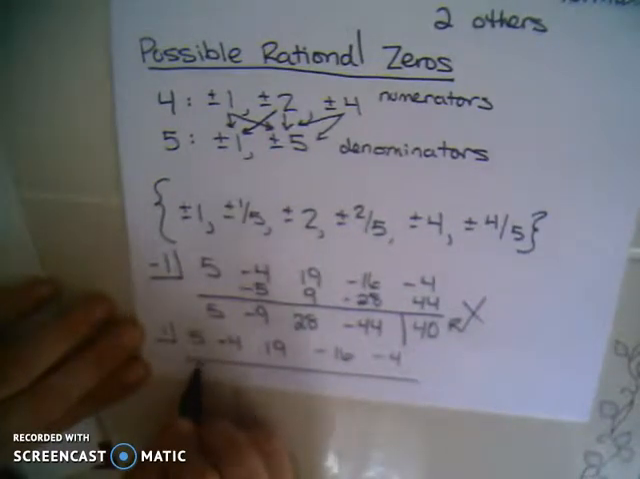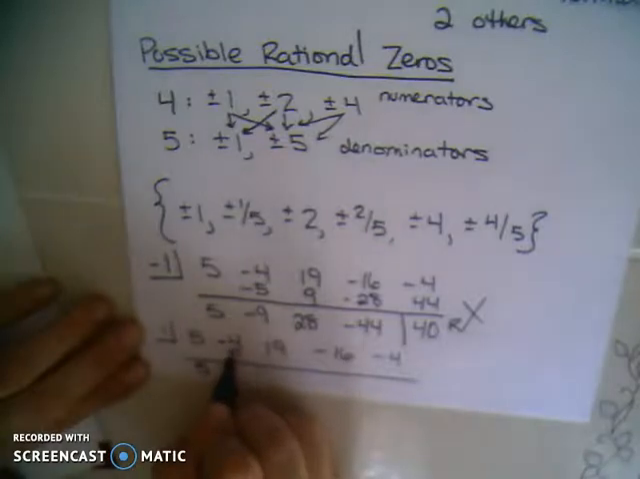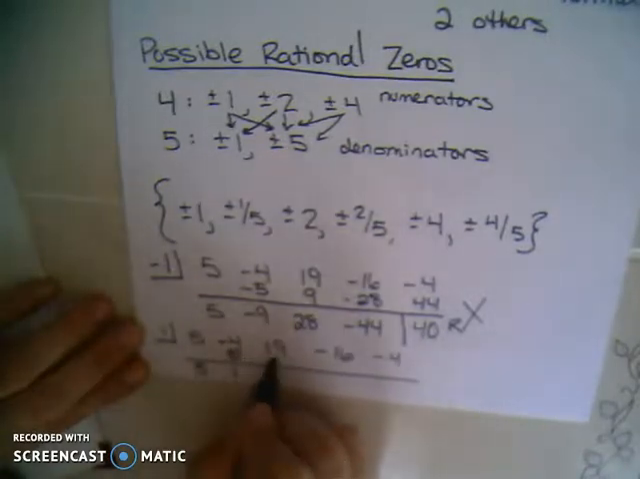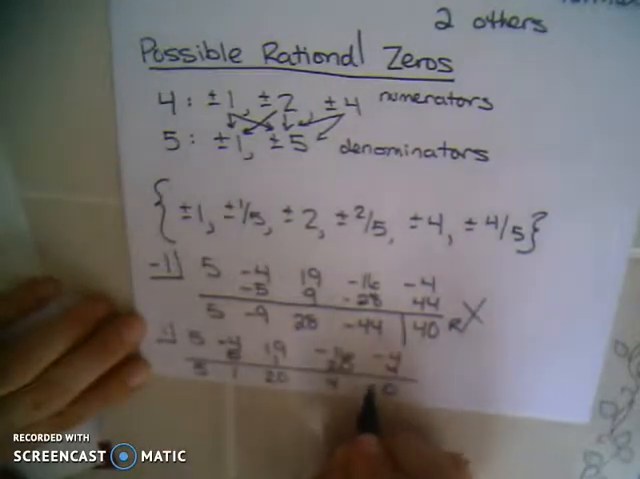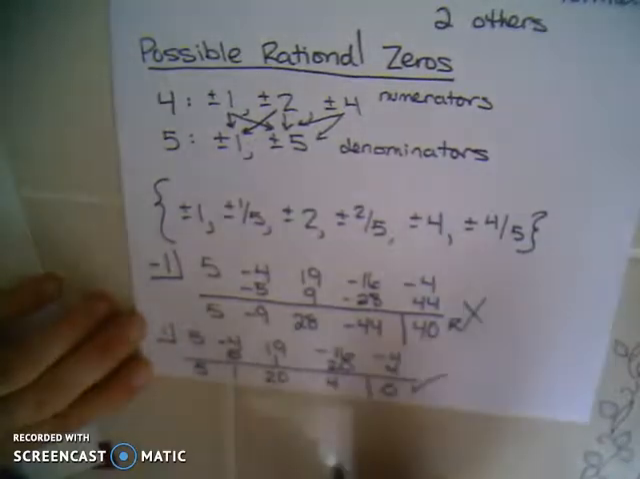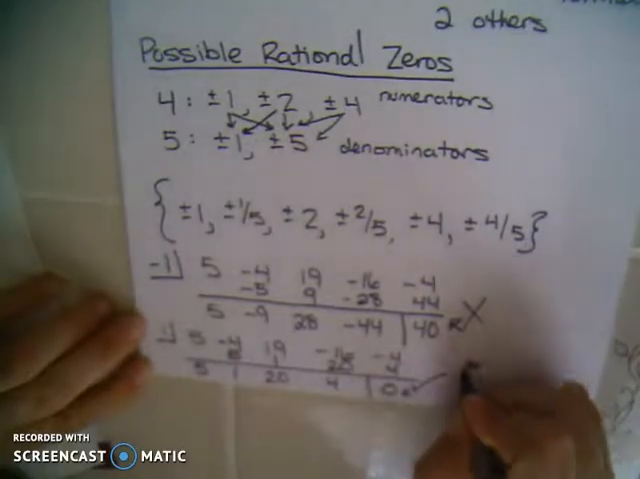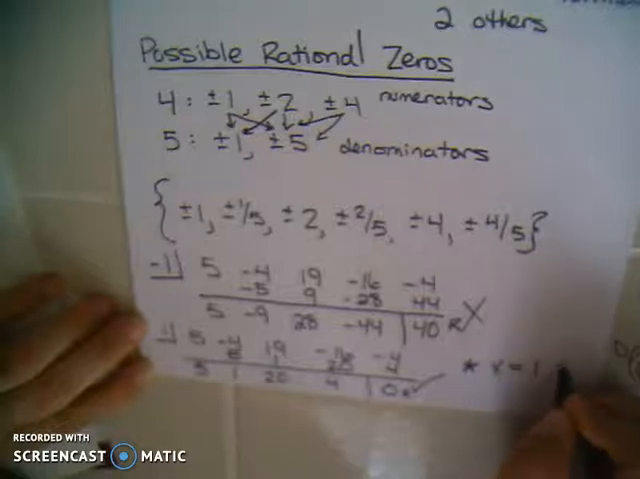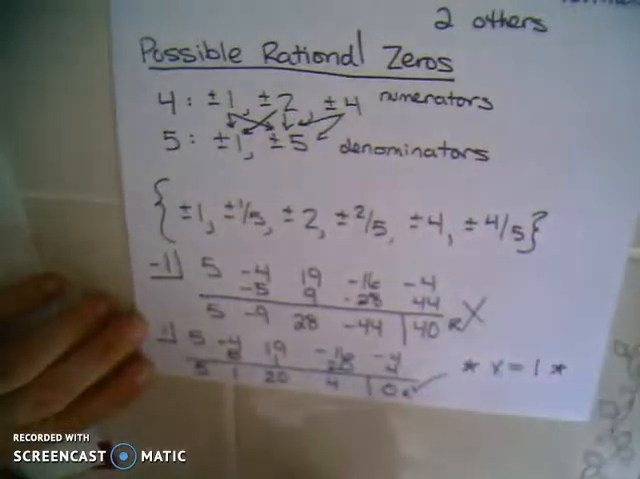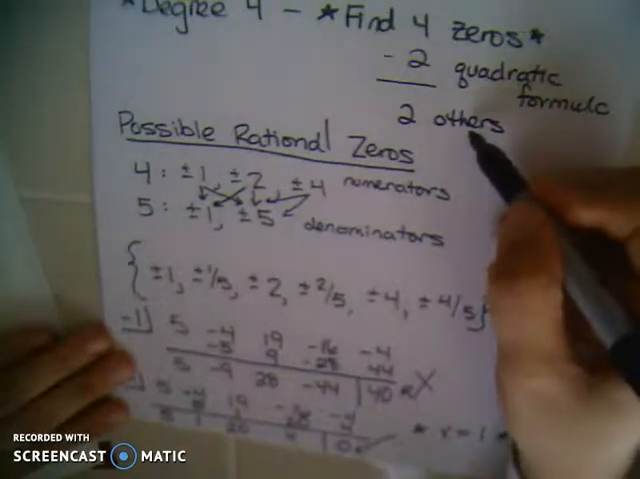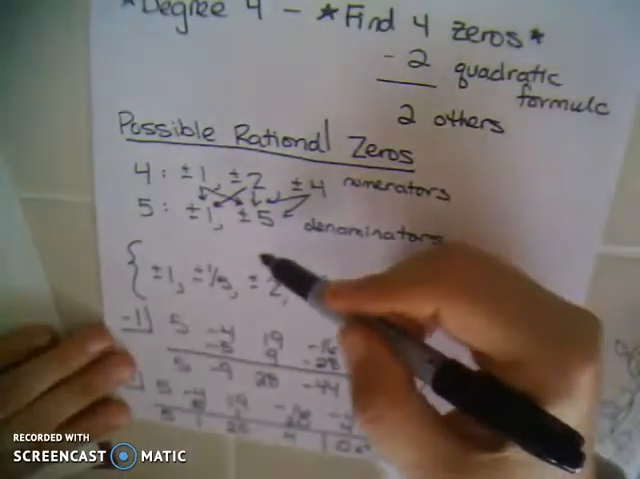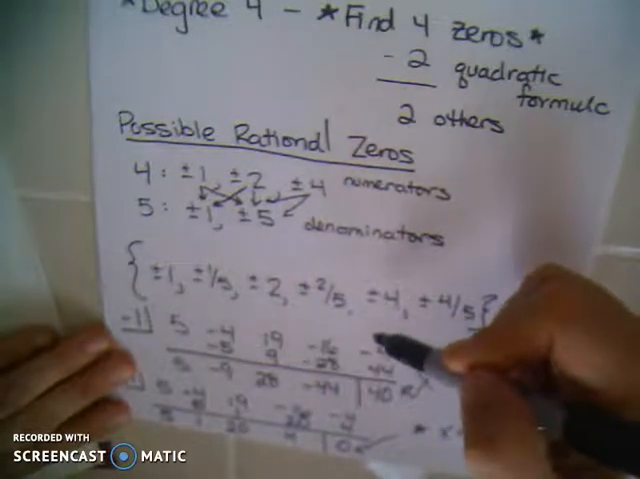So first one comes straight down, and then you multiply and add, multiply and add, multiply and add, multiply and add, and we have a remainder of 0. That means x equals 1 is a 0. Now we need to find 2 of them with this method. So we would go on to the next number in the list and try it.